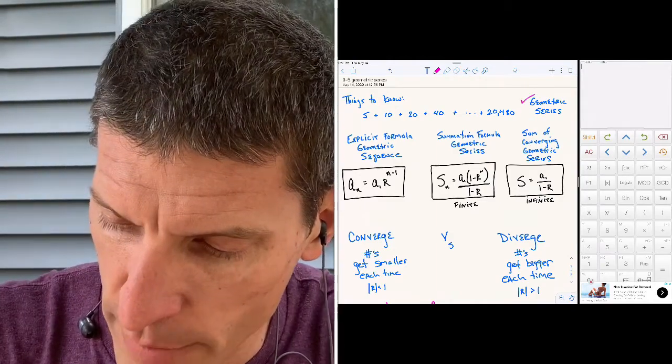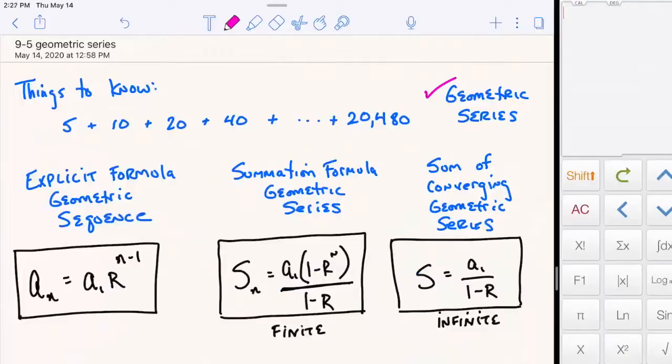First and foremost, make sure you know what a geometric series is. A geometric series is like 5, 10, 20, 40, where it has a common ratio. In this case, the common ratio is 2, because 10 divided by 5, for example, is 2. So my R value is 2.